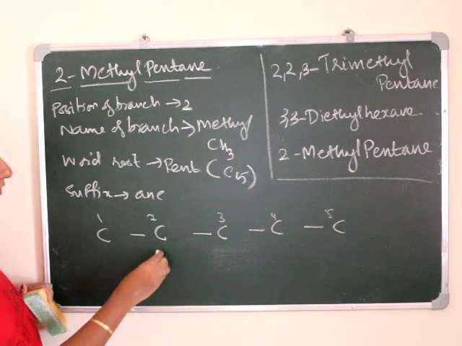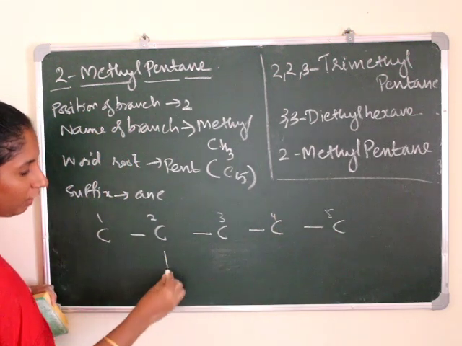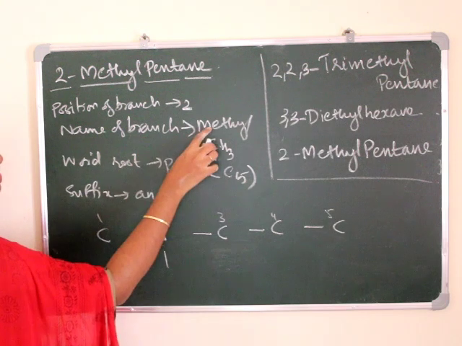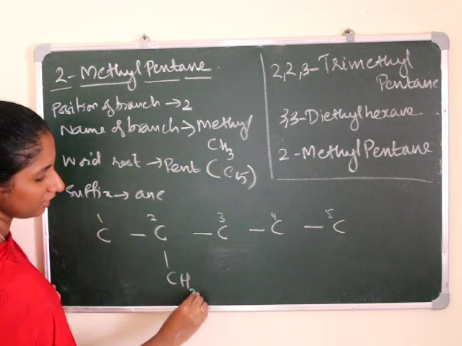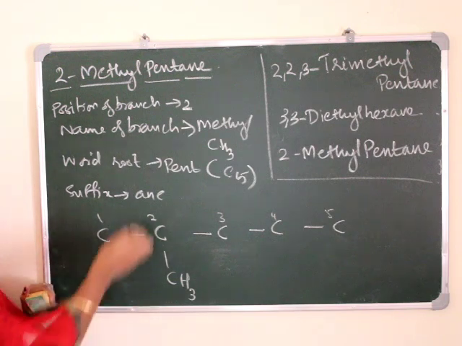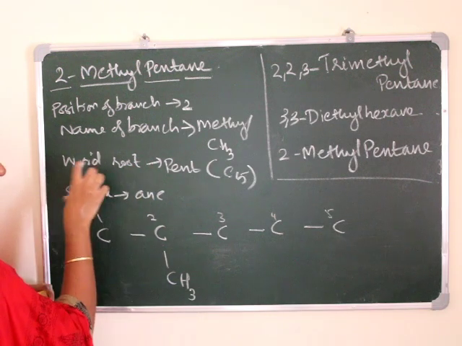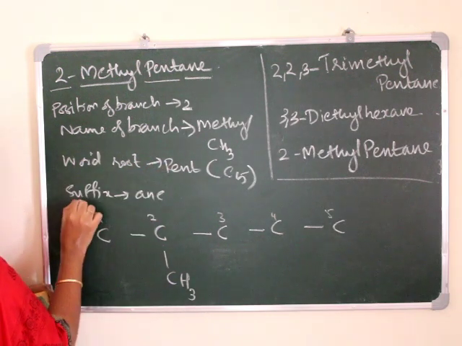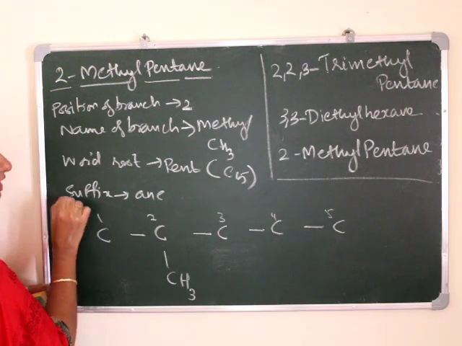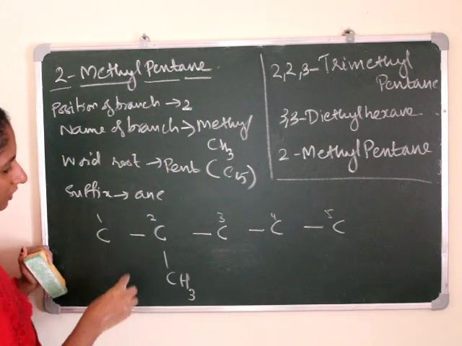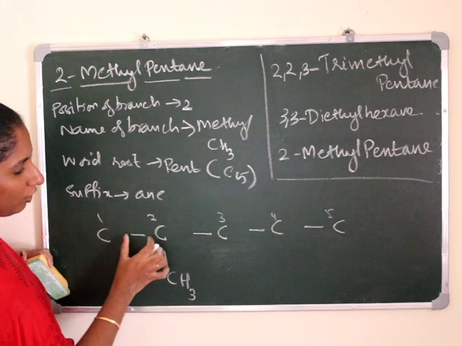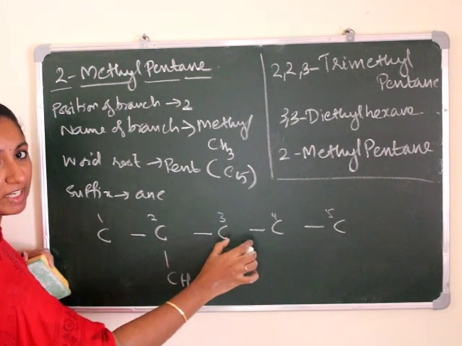On the second carbon atom we have one branch. What is the name of the branch? Methyl group. Methyl group means CH3, so we are writing it as CH3. And this hydrocarbon has only single bonds, that's why the suffix is ane, right? We have already put a single bond between each carbon atom.